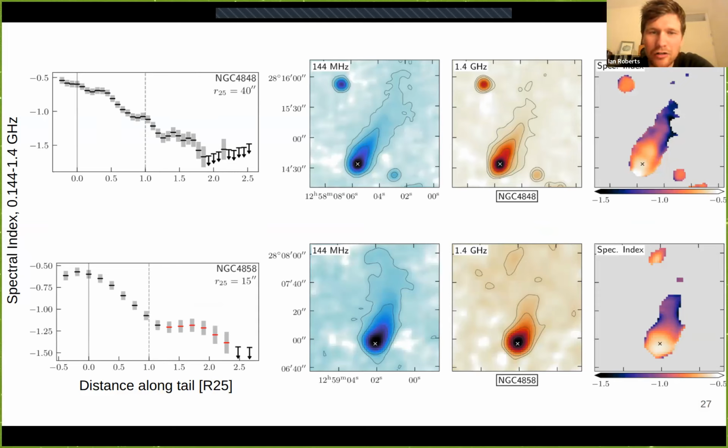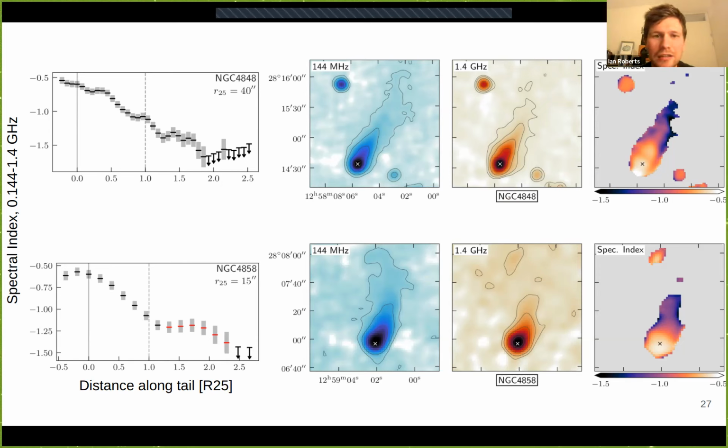What I'm showing are, let's start over here, the LOFAR images at 150 megahertz for two galaxies in the Coma cluster, NGC 4848 and NGC 4858. In the blue, this is the LOFAR 150 megahertz. In the red here, this is the VLA imaging from this Chen 2020 paper that I mentioned earlier. And then I'm combining these two frequency images to make a spectral index map of the galaxy and also of the strip tail. So you can see the tail is clearly longer in the LOFAR imaging.